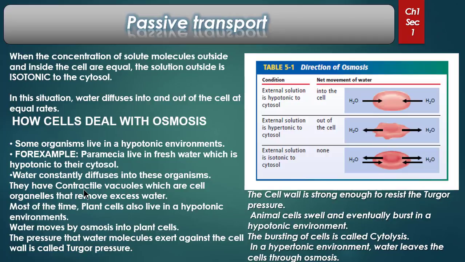In a hypertonic environment, water leaves the cells through osmosis. So now what we understand is, if we are living in a hypotonic environment, water diffuses into the cell and the cell gets bigger and bursts, okay. But what if you are living in, for example, a hypertonic environment? Water leaves the cell and the cell shrinks, okay. So what about isotonic? It's a normal cell, water goes out and comes in normally, okay.